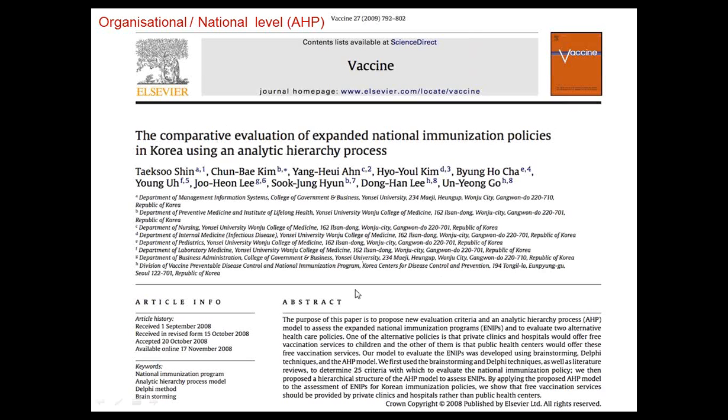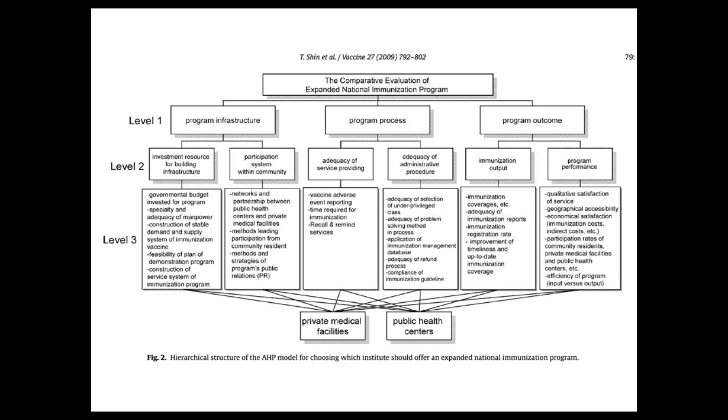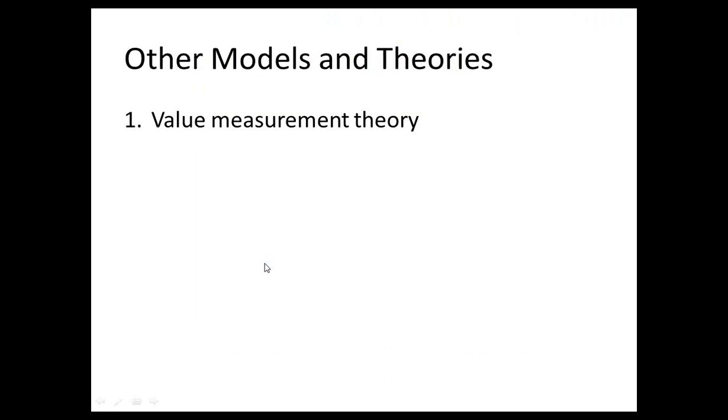Another example of an MCDA method on the organization national level is a comparative evaluation of different immunization policies. This is really a prioritization issue. And as you can see here, the value tree consists of 3 different levels. There are 2 alternatives which are compared, and the objective is again stated here. I will just skip the last example.